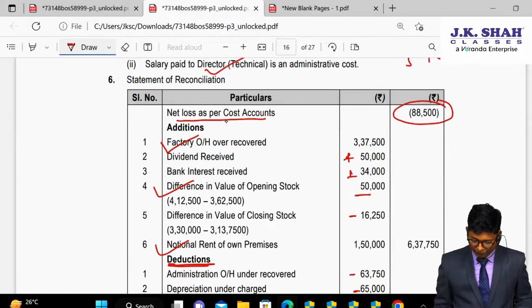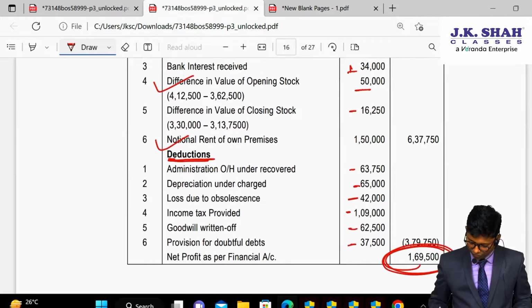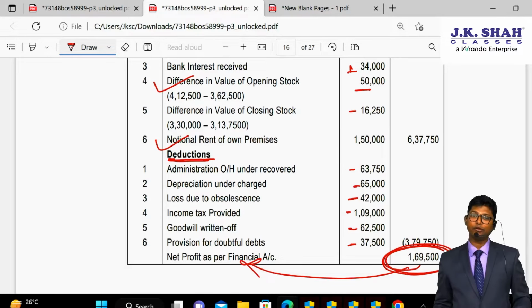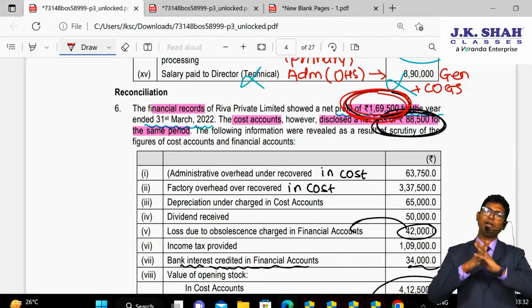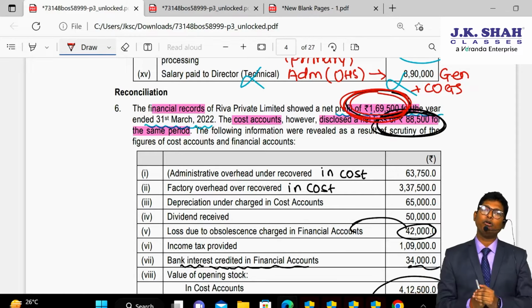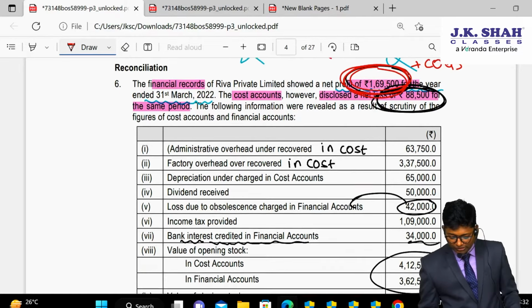If you started with cost account, ultimately you are going to get the financial P&L as your answer, and this answer is already given in the question. You can see here 1,69,500. Only that segregation and sign allocation is important. So this was the reconciliation statement.